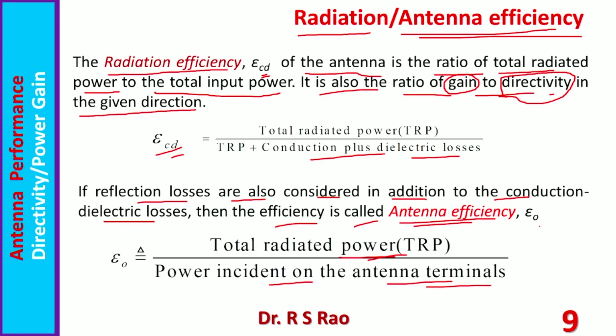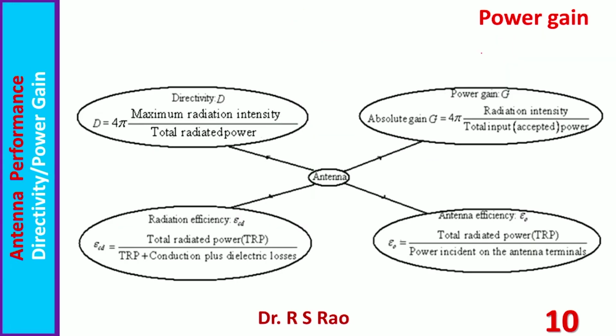In this slide, we have a good amount of information which connects radiation efficiency with the gain, with the directivity, with the antenna efficiency too. The interconnection between the various quantities discussed so far connected to directivity is illustrated here in the form of a diagram: antenna, power gain, directivity, radiation efficiency, antenna efficiency.